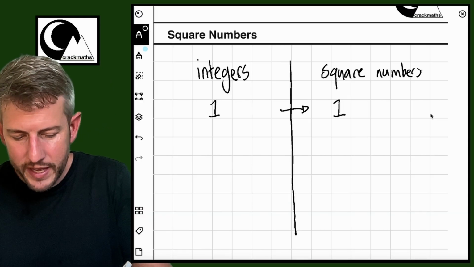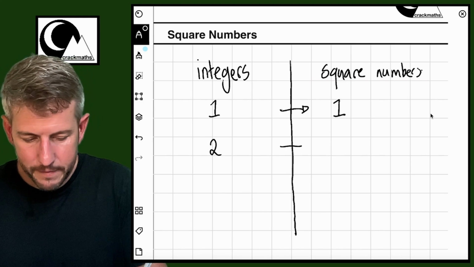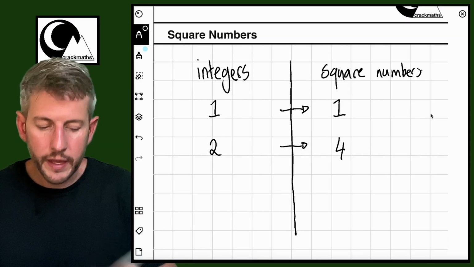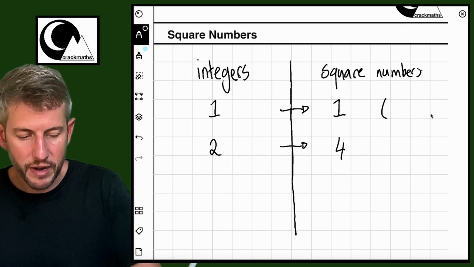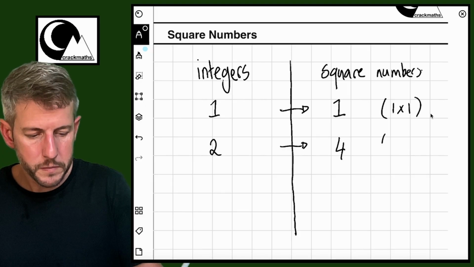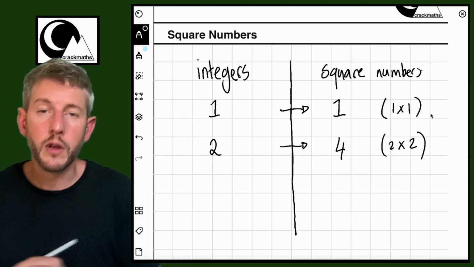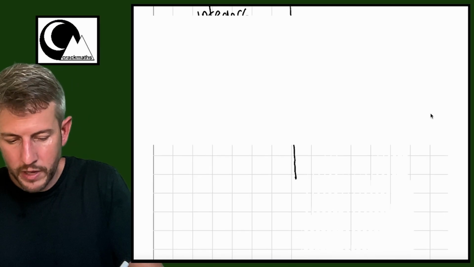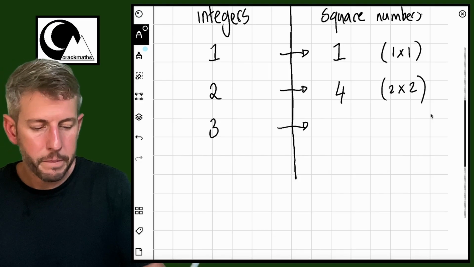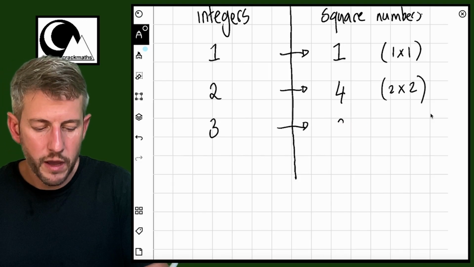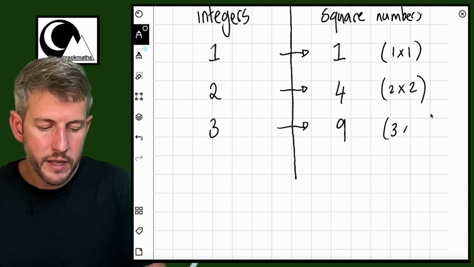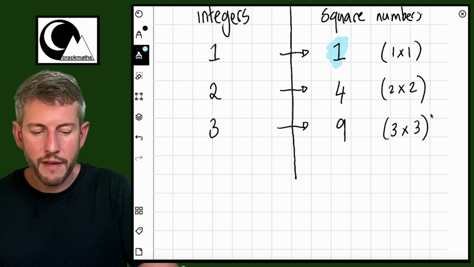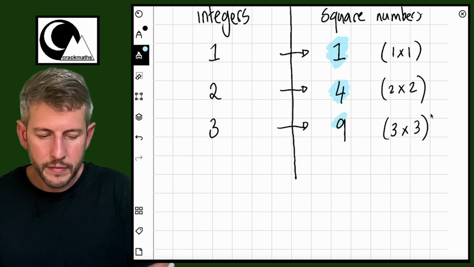If I've got another integer here, the next integer is 2. Then the square number that links to 2 is 4. This has come from, I'll put this in brackets here, 1 times 1 for the first one, 2 times 2 for the second one. The third square number comes from 3, and this is going to be 9, from 3 times 3. So the square numbers currently that we have are 1, 4, and 9.